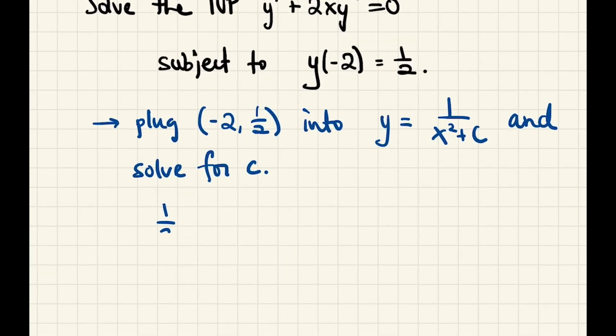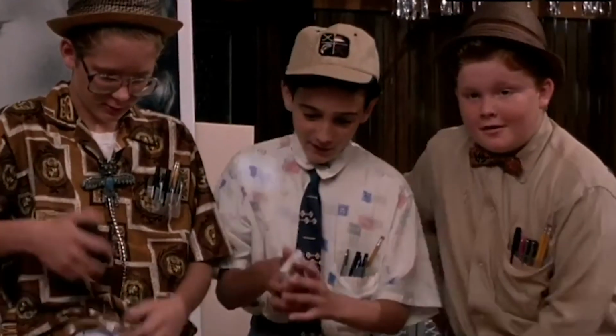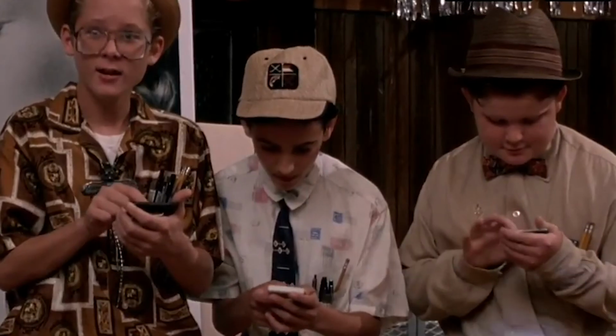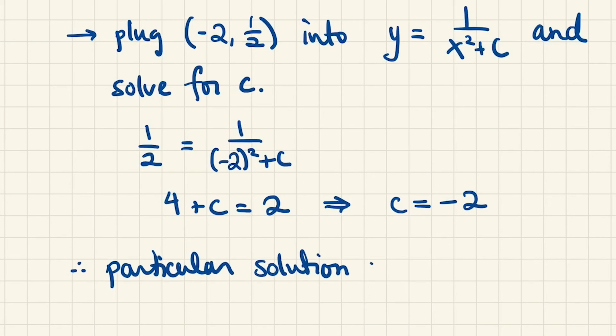Very good. So 1/2 is equal to 1 over -2 squared plus C. All right, well, if we cross multiply that, we'll get that 4 plus C is equal to 2. And therefore, C is equal to -2. So therefore, our particular solution is y equals 1 over x squared minus 2.